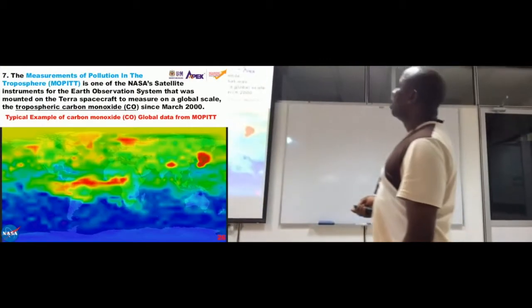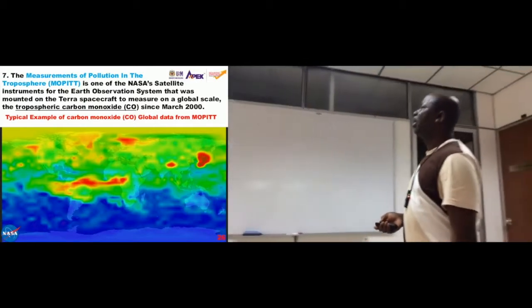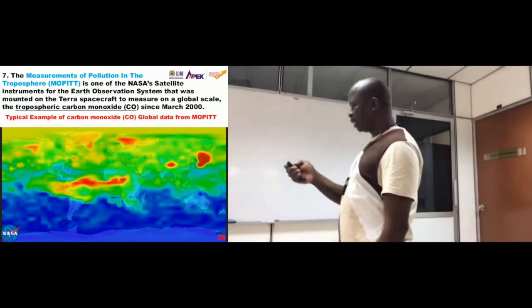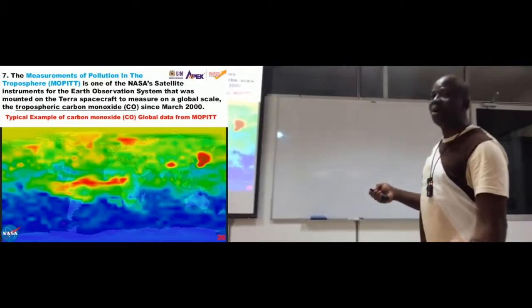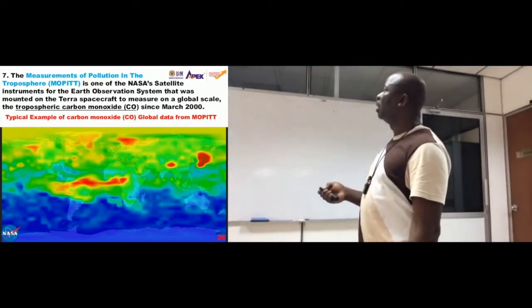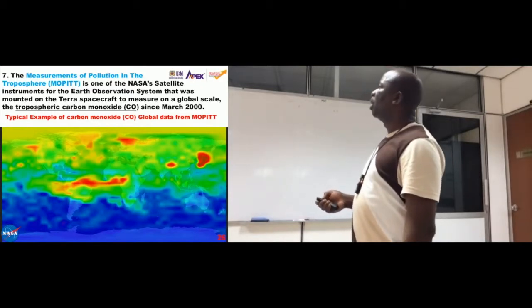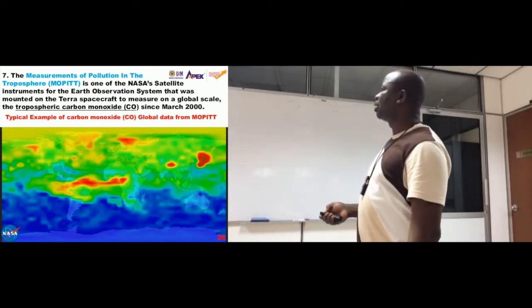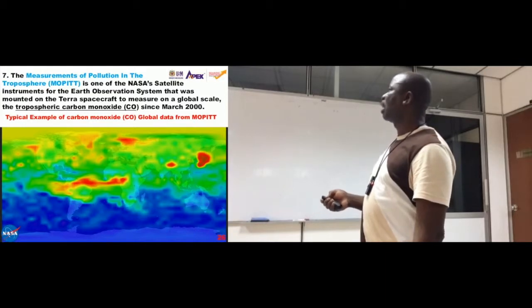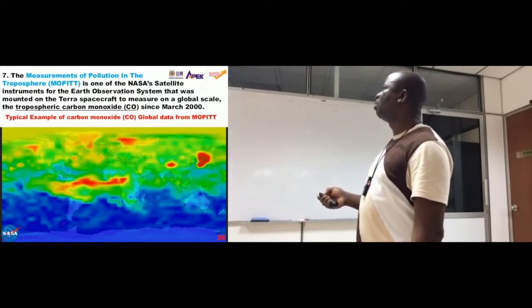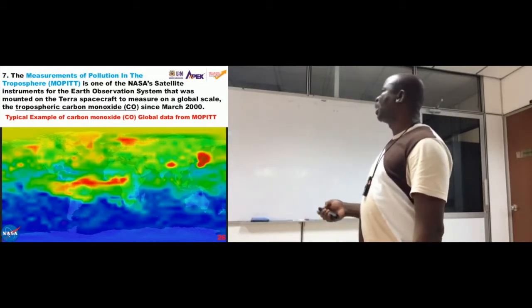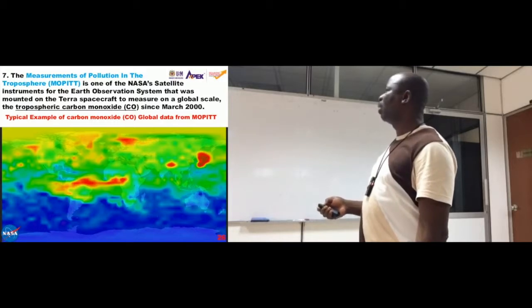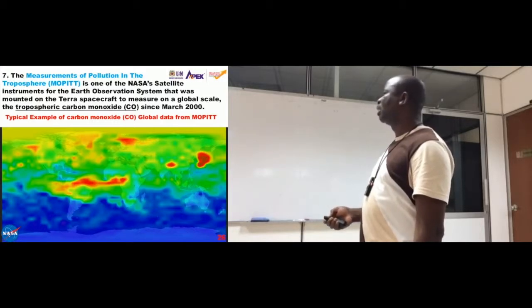Now, the measurement of pollution in the atmosphere. This is the satellite that is measuring all forms of pollution in the atmosphere. A typical example is this carbon monoxide pollution from the global data of MOPITT. MOPITT is the name of the satellite. So you can see the concentration of carbon monoxide.